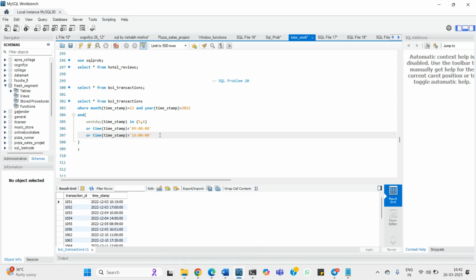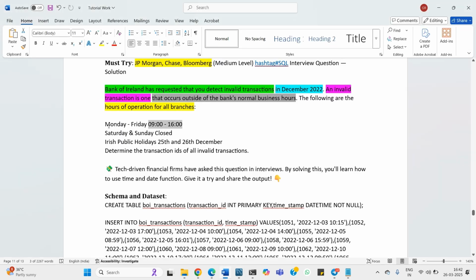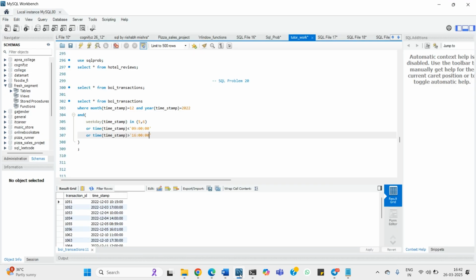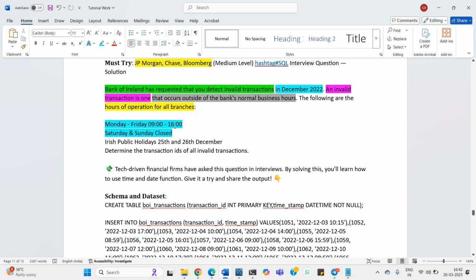You can see we have put the condition for 9 and 16. So it will take only those transactions which are before 9:00 and after 16:00 as invalid transactions, because they are outside of official hours of the bank. So we have provided these two conditions. We have taken out Saturday and Sunday, which are closed, using 5 and 6. And after that, we have put the 9 to 16 condition.